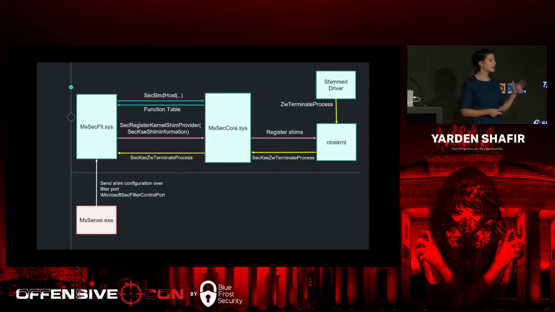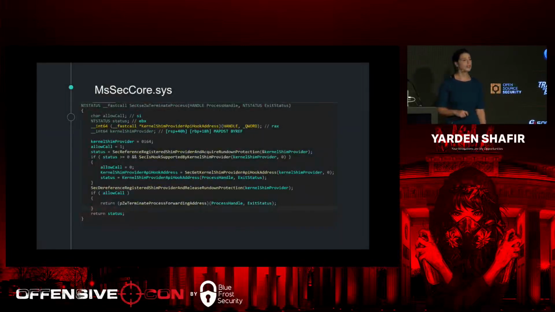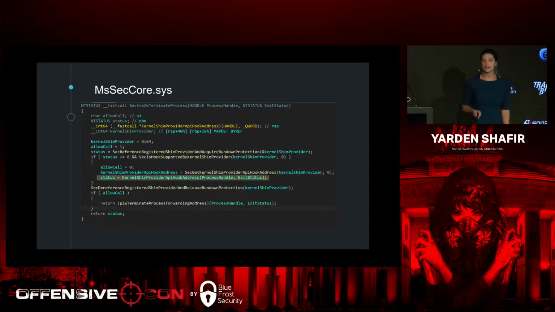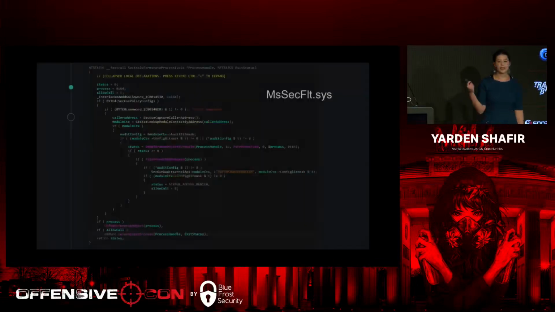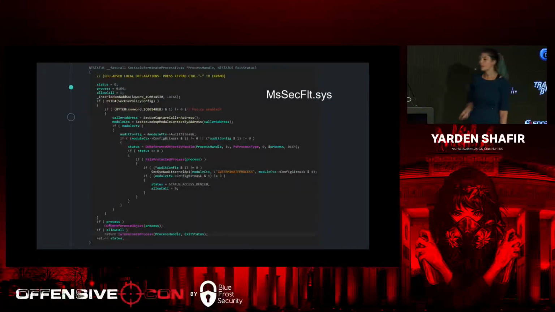This whole thing is a private mechanism. It's not documented. It has a little bit of symbols, but not fully. But those drivers are not too complicated, so it's not all that hard to find the function table and the provider. So on the MSSecCore side, we have the officially registered shim function, which doesn't really do all that much. Mostly it checks if there's a shim provider registered with it, and if there is, it calls the function.